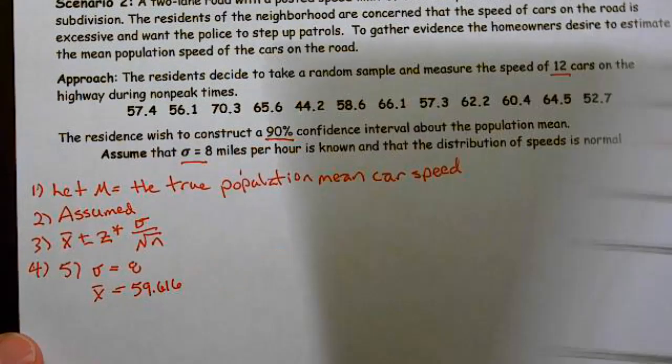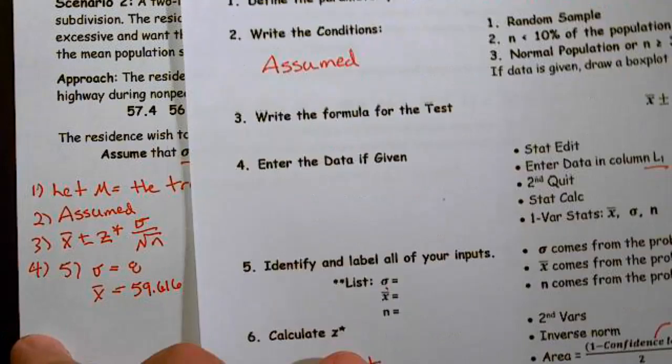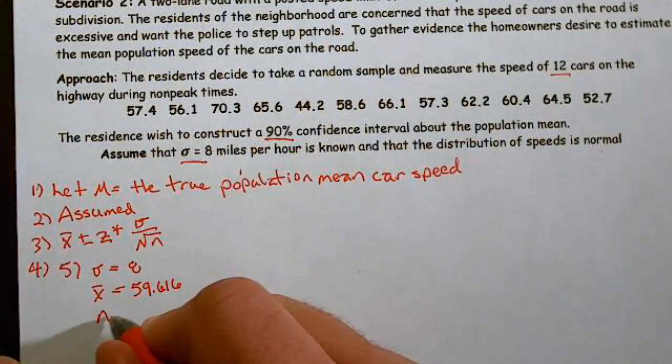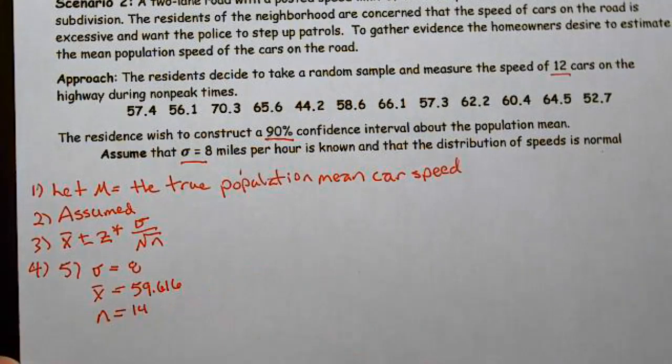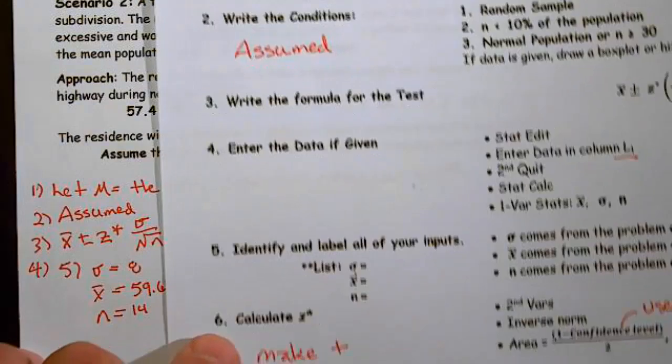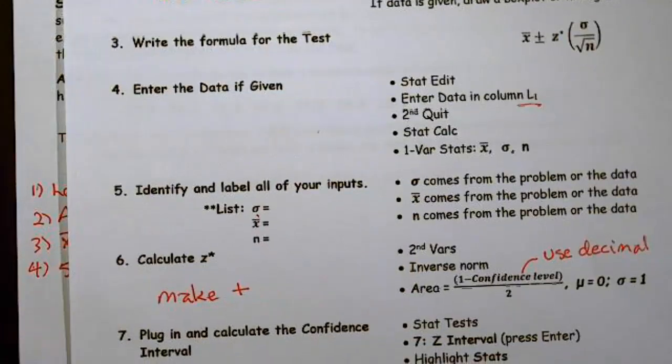And the very last thing that we know we need to write down is our sample size, which is n. And in this case, n equals 14. Okay, so we've entered our data and we've gotten some information. And now we're on to calculate Z star. All right, so calculating Z star is probably the most difficult part.